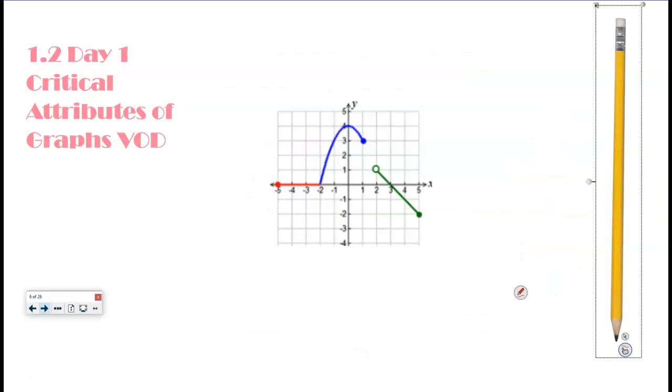Okay, so let's go ahead and take a look at this one. If you notice, I have an open circle here, but that doesn't necessarily mean I'm going to be having a parenthesis in my interval notation. Let me go ahead and grab this pencil.